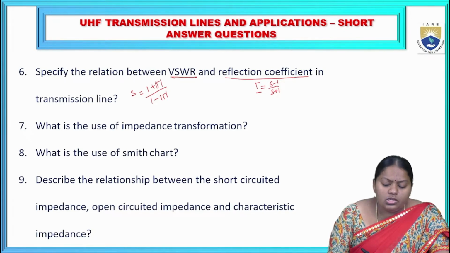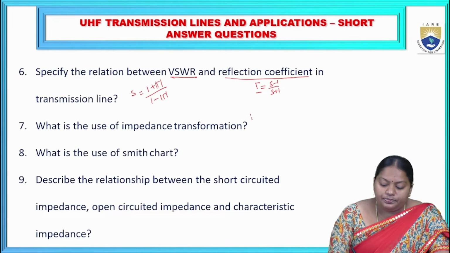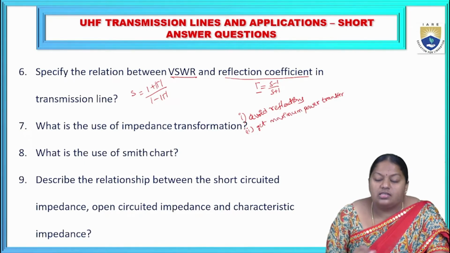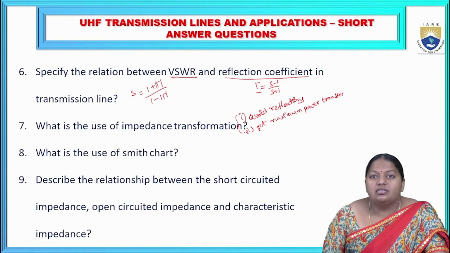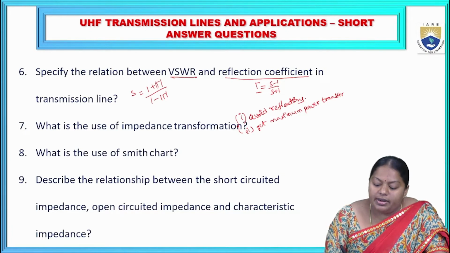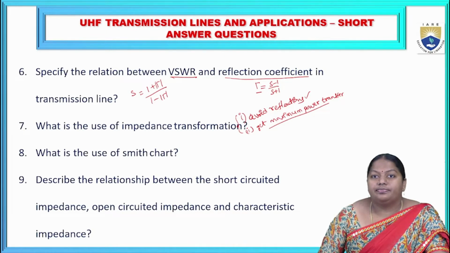Then, what is the use of impedance transformation? To avoid reflections, that is the first point, and to get the maximum power transfer. So there are two main advantages of impedance transformation: to avoid reflections in the transmission line and to get the maximum power transfer, for which we use impedance matching.